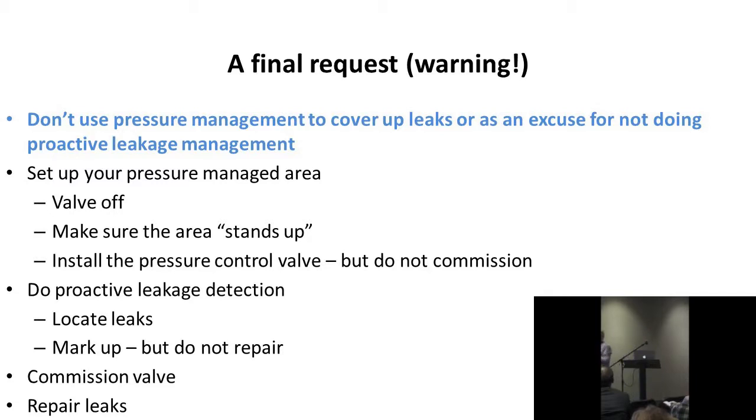So make sure the area stands up, then install the pressure control valve, but do not commission it. You've got it all in, you've done all your hard work, you've got the valves in, all the bypasses, don't commission it. You're still running the network on that pressure. Now do your proactive leakage detection while your pressures are still high. Ken would love it, you get a lot of noise coming through from your leaks. Locate the leaks, mark them up, but do not repair them. Get that blue paint out, spray it all up, graffiti all over the roads, mark them up.